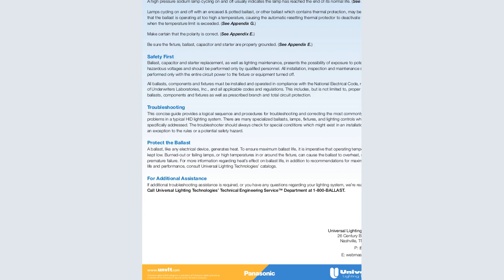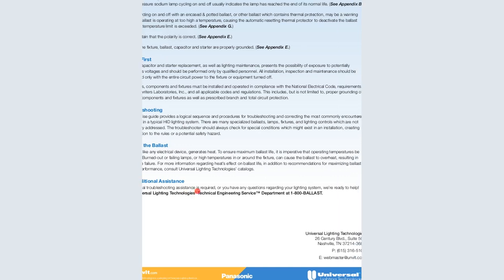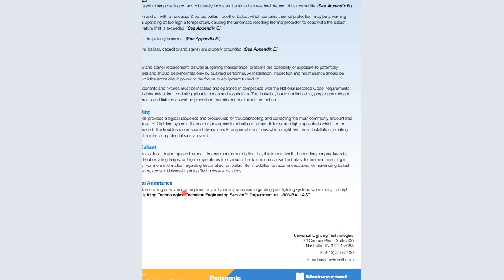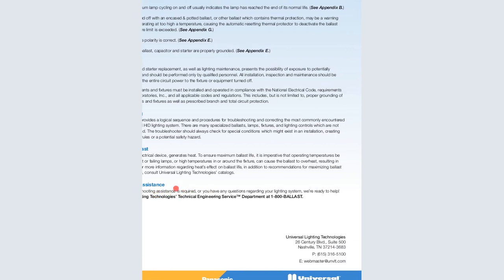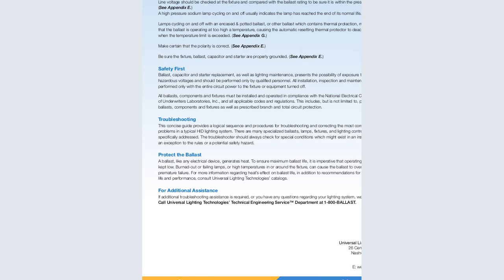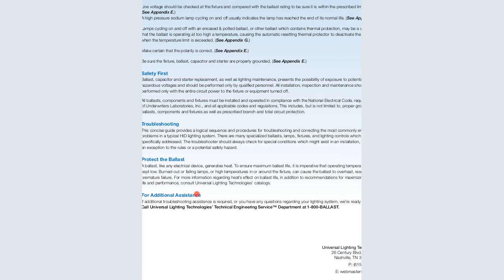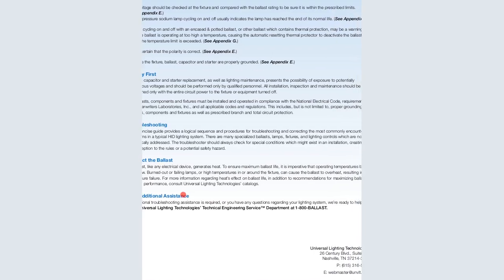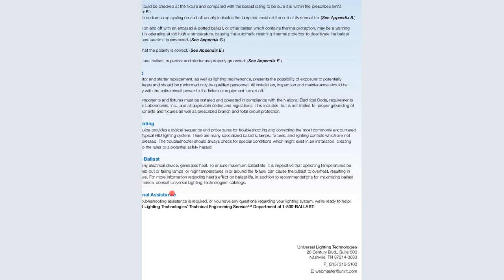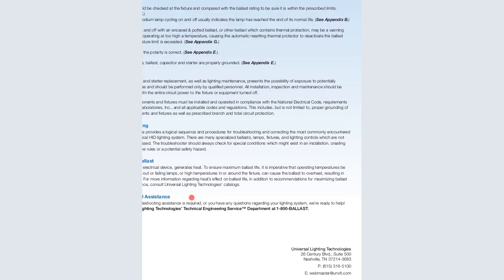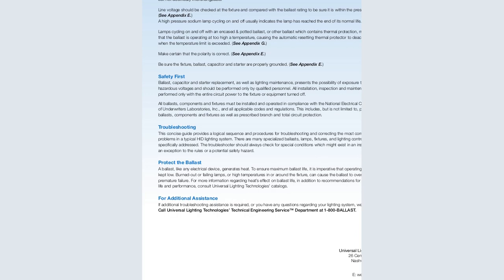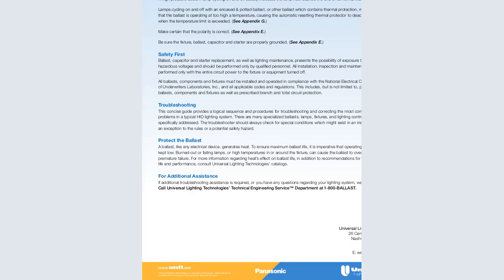Protect the ballast. A ballast, like any electrical device, generates heat. To ensure maximum ballast life, it is imperative that operating temperatures be kept low. Burned out or failing lamps, or high temperatures in or around the fixture, can cause the ballast to overheat, resulting in premature failure. For more information regarding heat effect on ballast life, in addition to recommended life and performance, consult Universal Lighting Technologies.